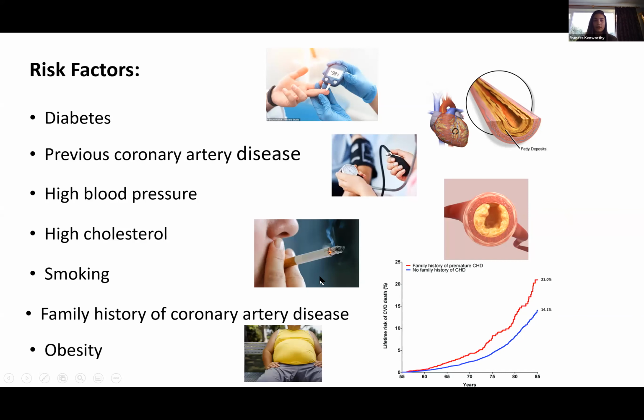And obesity as well. People who are obese tend to have high blood pressure, high cholesterol. All these factors combined mean that you're more at risk of forming these plaques, and these plaques rupturing.